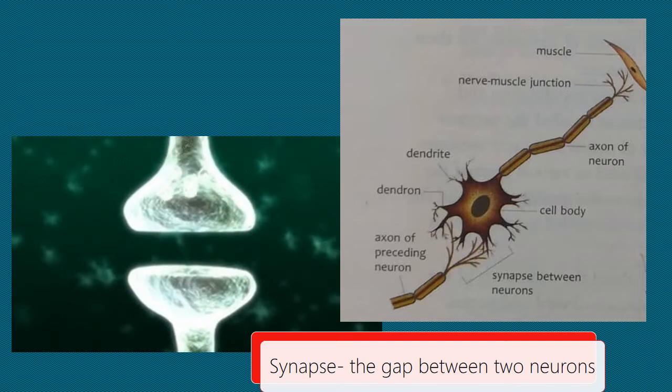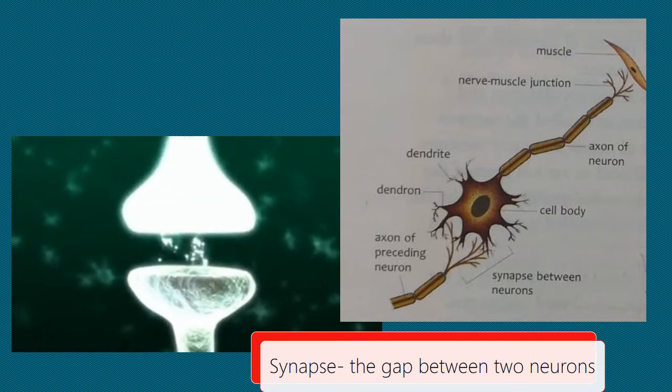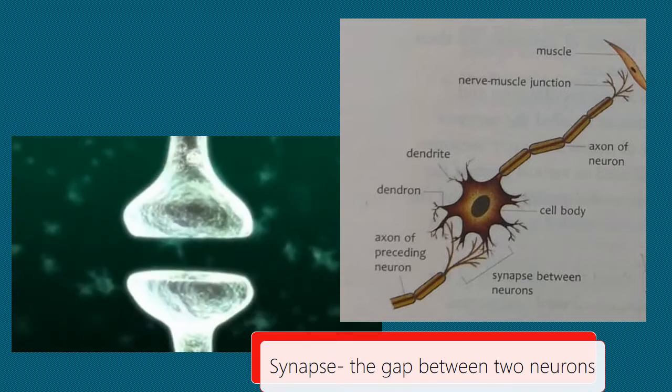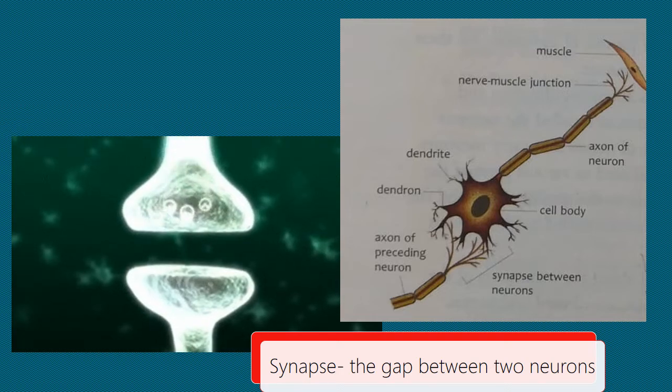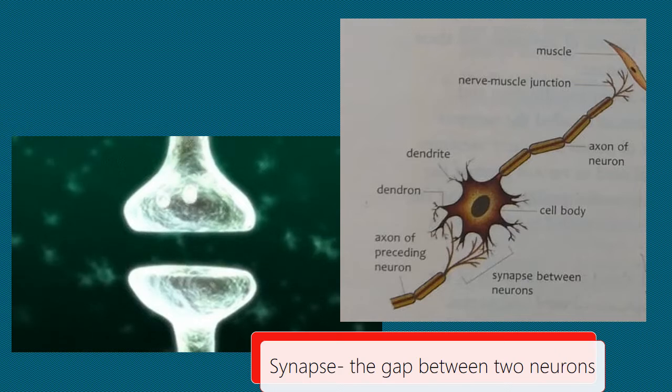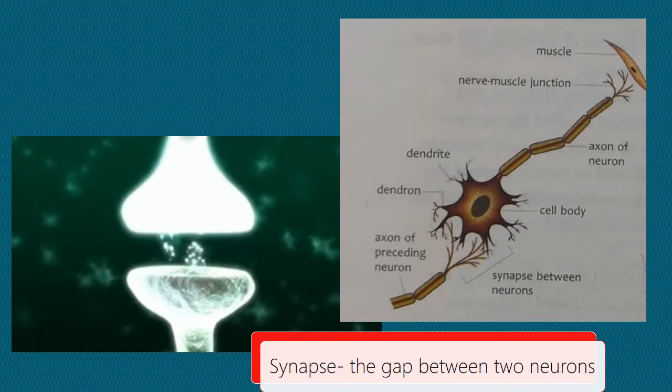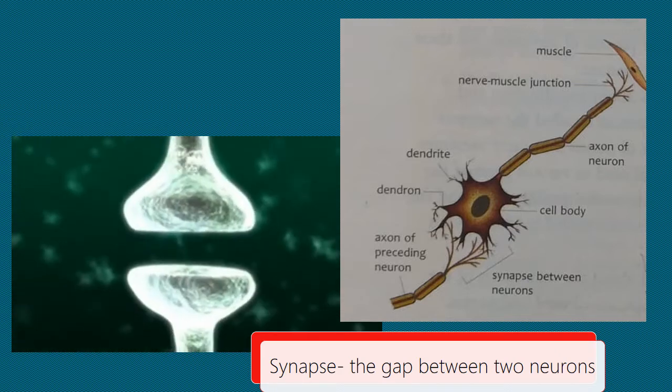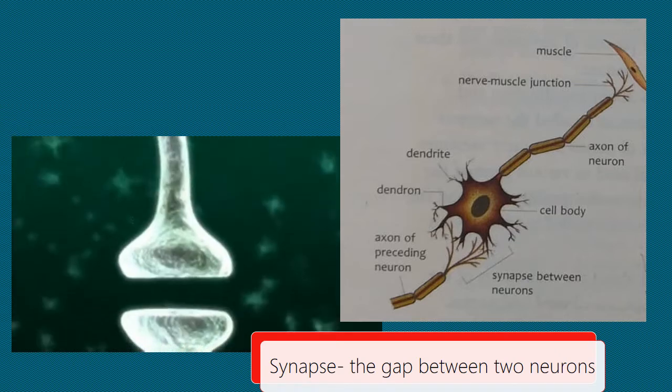Synapse, the gap between two neurons. Neurons do not come in direct contact with each other. They communicate with one another via synapses, wherein the axon terminals of one neuron lie very close to the dendrites of another neuron. A synapse is a junction where communication between two neurons occurs.